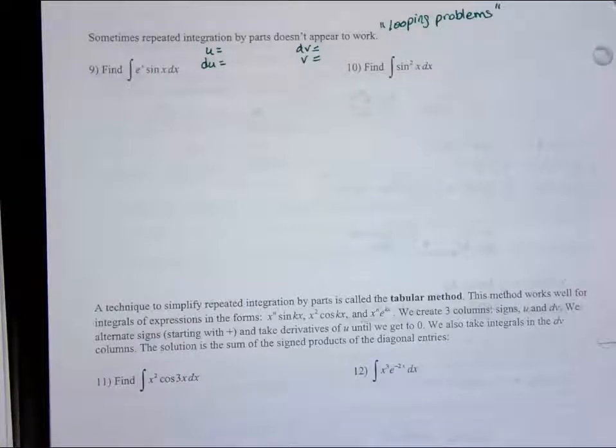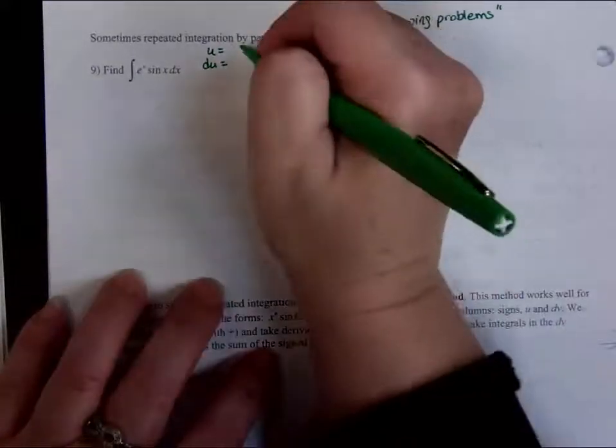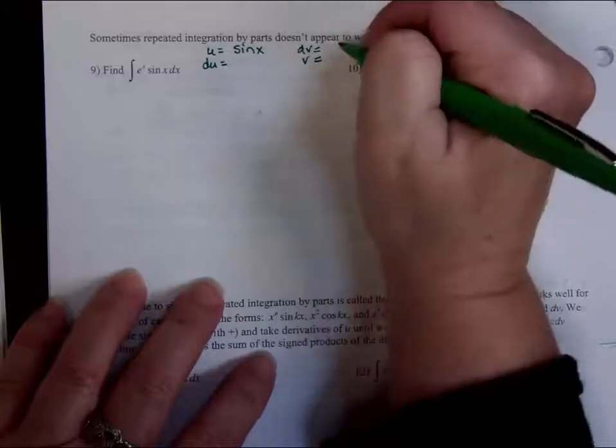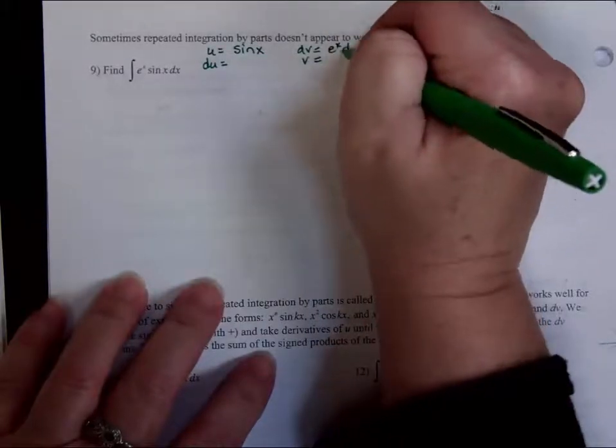Now, based on our acronym on the previous page, LIATE, logarithms? Nope. Inverse trig? Nope. Algebra. You see algebra up there? No. Trig. Yes. So trig is our fourth choice, so that means that sine of x is u, and that means that dv is the rest of it, e to the x dx.